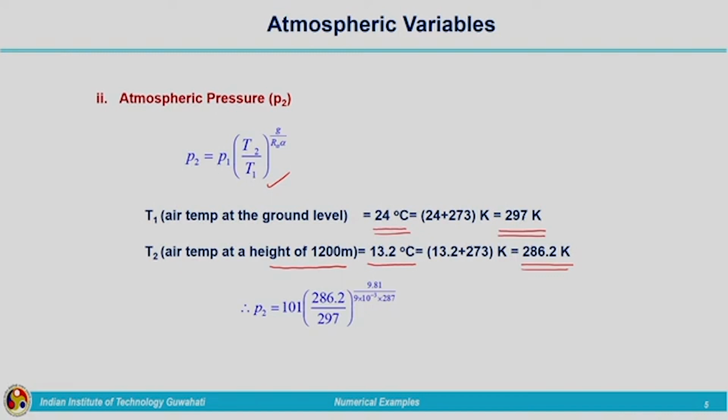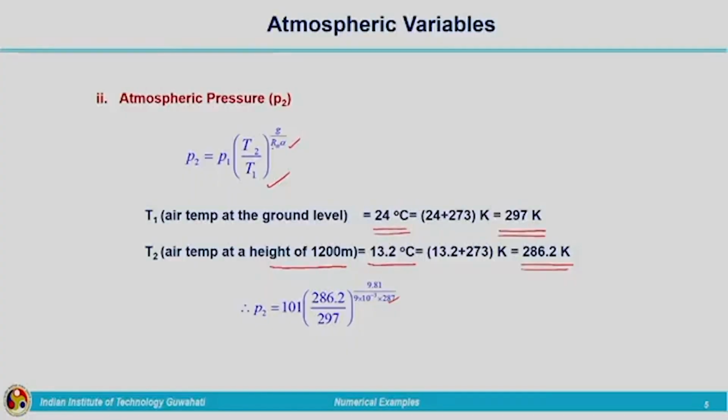One thing you need to be very careful about here: we have P1 multiplied by T2 divided by T1, to the power of g divided by Ra alpha. Ra we know the value is 287, and alpha should be in SI units. What is the unit of alpha? Degrees Celsius per kilometer, that is 9 degrees Celsius per kilometer. That needs to be converted to SI units, that is why we are multiplying it by 10 to the power of minus 3 here. This needs to be taken care of, otherwise you will not get the correct answer. So, P2 can be calculated to be 87.75 kilopascal.